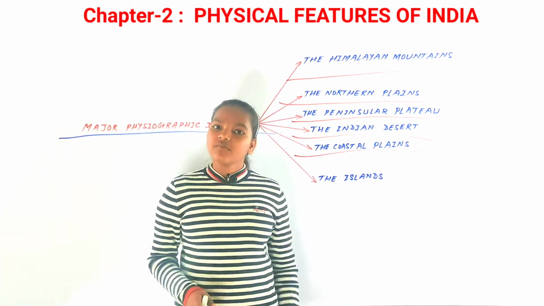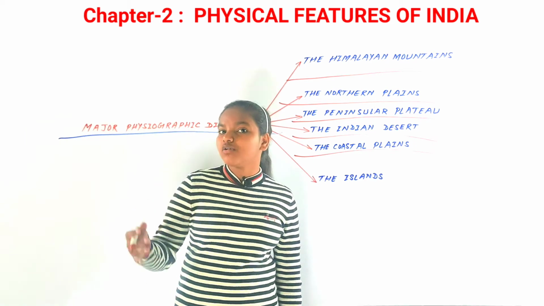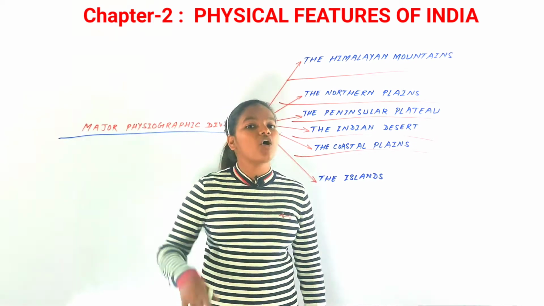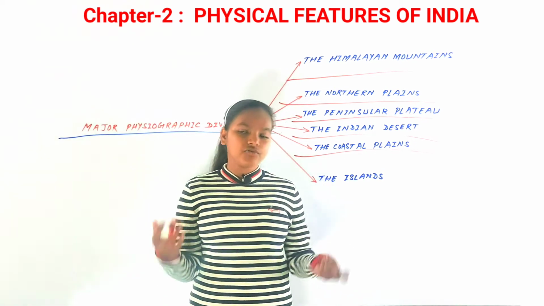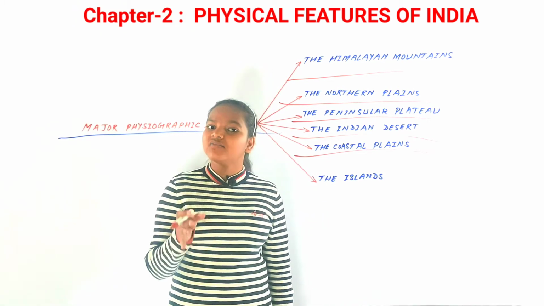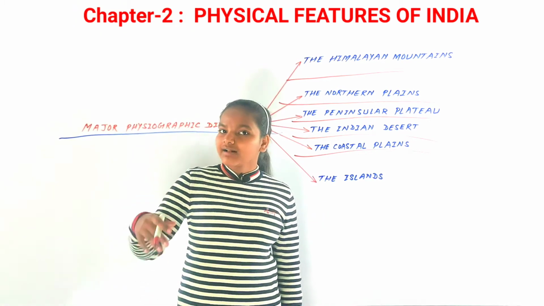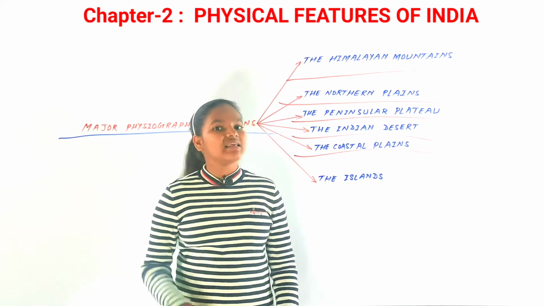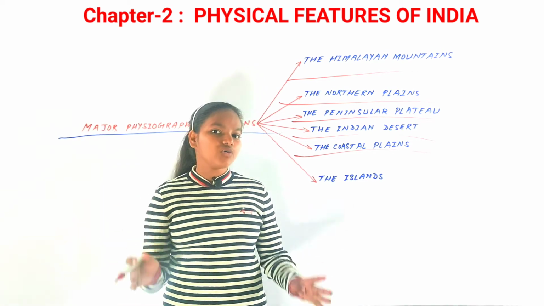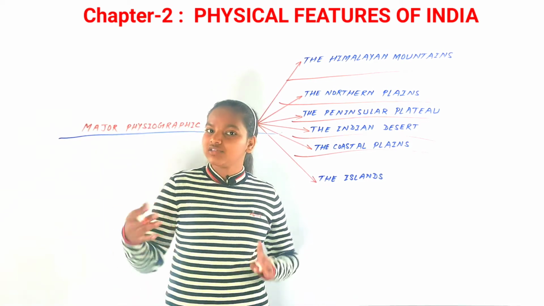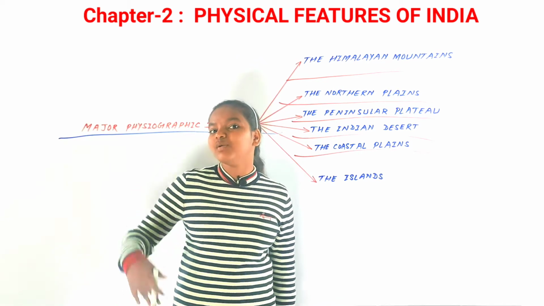Now in the western part, there are the western coasts, which have been sandwiched between the Western Ghats and the Arabian Sea. And in the eastern part there are the eastern coasts, which are sandwiched between the Eastern Ghats and the Bay of Bengal.